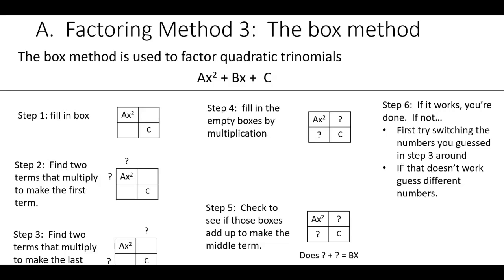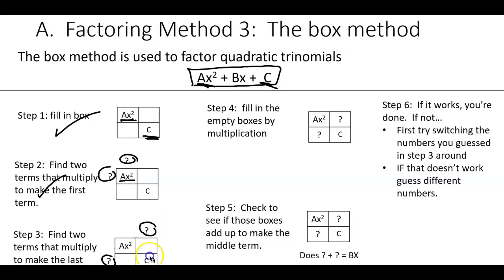Step 1, fill in the box. You put your first term here and your last term here. There's our polynomial at the top, our quadratic trinomial. You put your first term in the top left, your last term in the bottom right. So fill that in. Step 2, find two numbers that multiply to make the first number. Step 3, find two numbers that multiply together to make that bottom number. Step 4, complete the inside box.